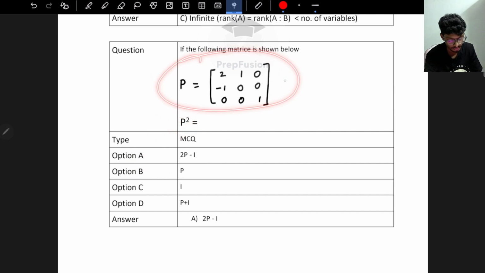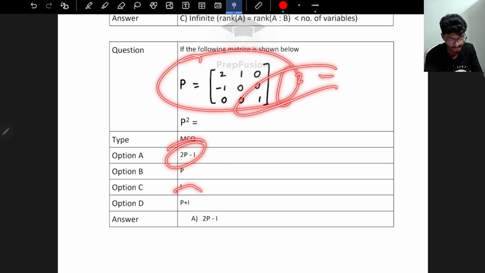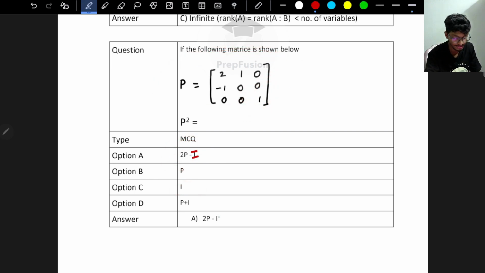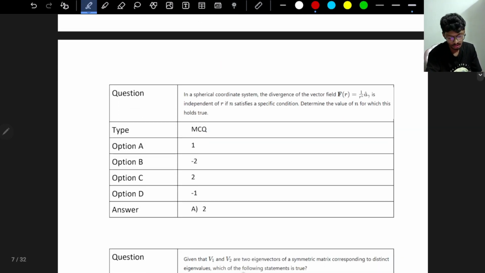What you will observe is that you are getting this option, 2P minus I. This is the identity matrix. So you will get the answer as 2P minus I. Now let's move on to the next question.